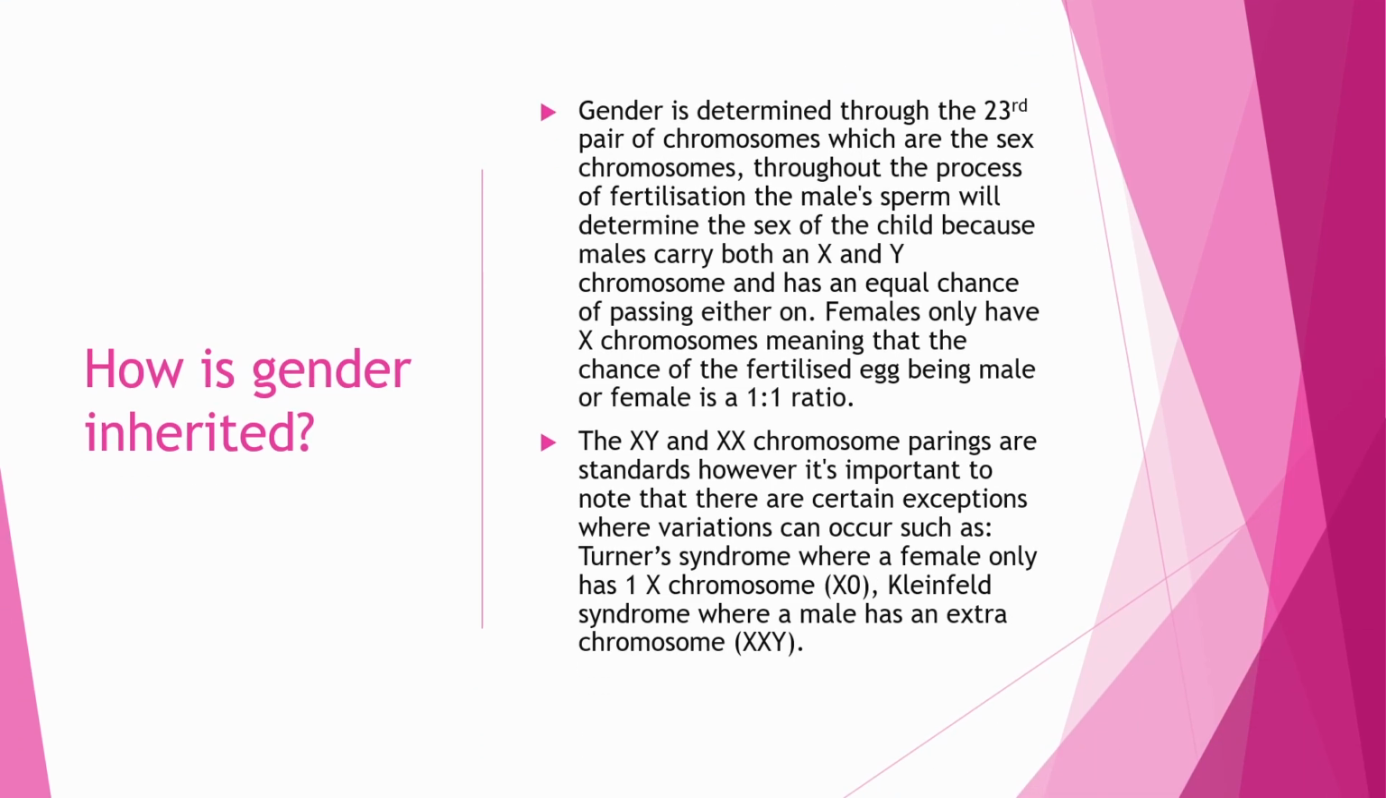Gender is determined through the 23rd pair of chromosomes, which are the sex chromosomes. Throughout the process of fertilization, the male sperm will determine the sex of the child because males carry both an X and Y chromosome and have an equal chance of passing either on. Females only have X chromosomes, meaning that the rate of the fertilized eggs being male or female is a 1-to-1 ratio, otherwise known as 50-50.